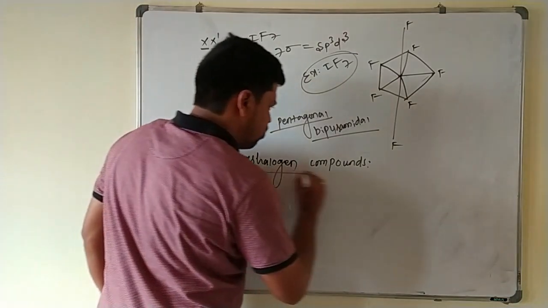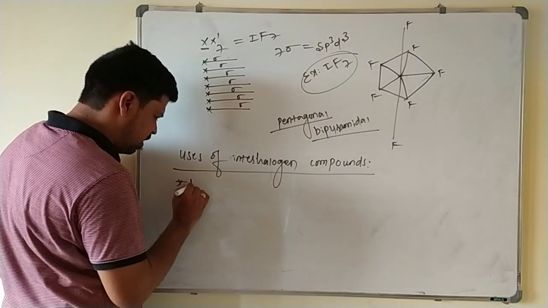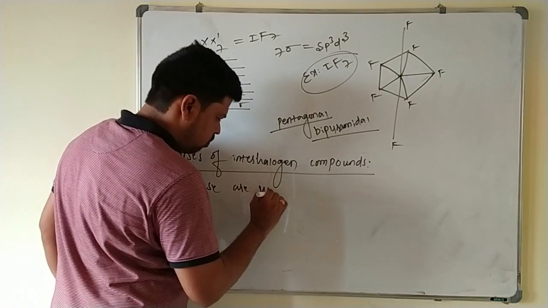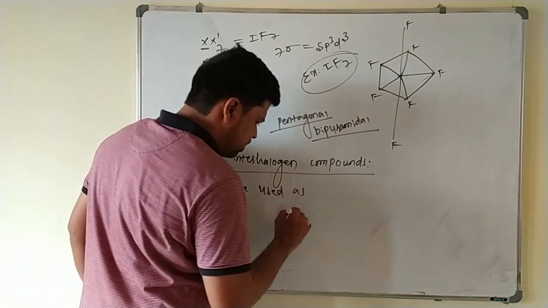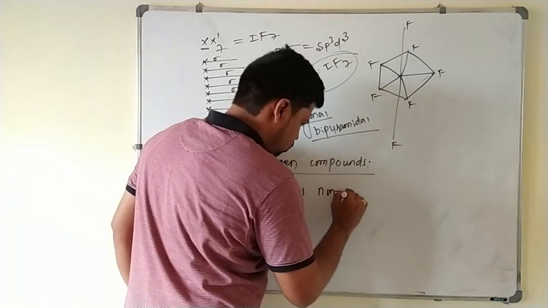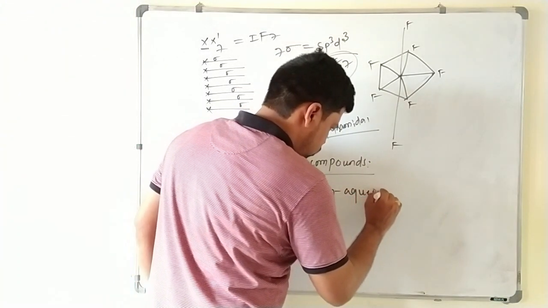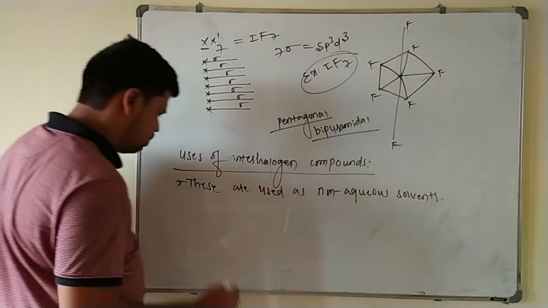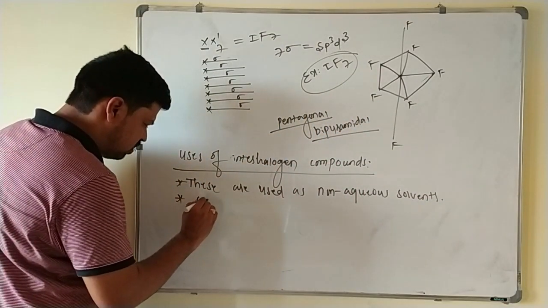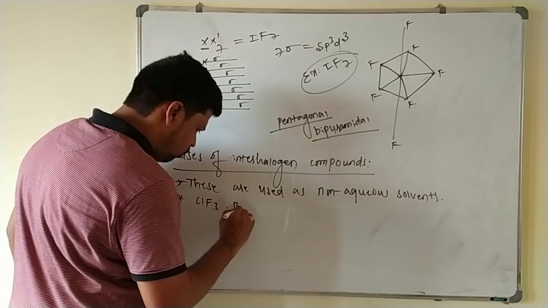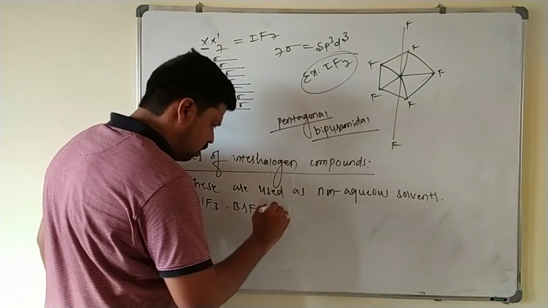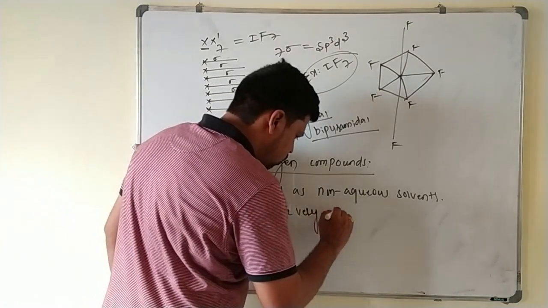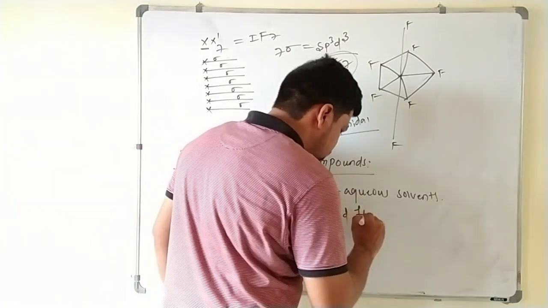The next one is the uses of interhalogen compounds. First point, these are used as non-aqueous solvents. ClF3 and BrF3 are very good fluorinating agents.